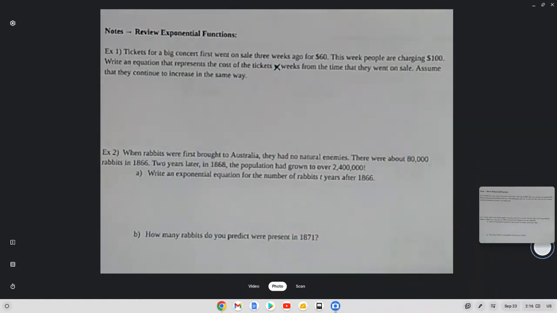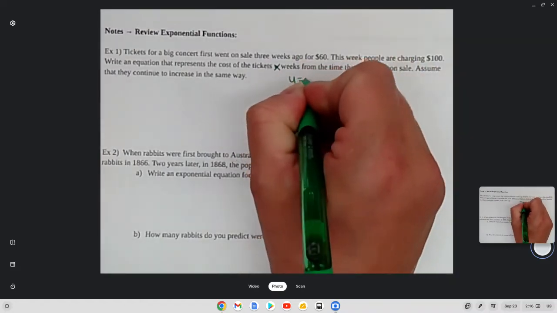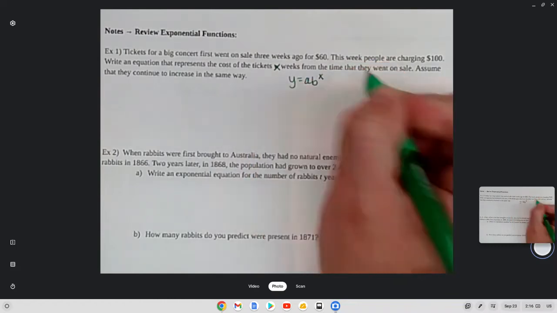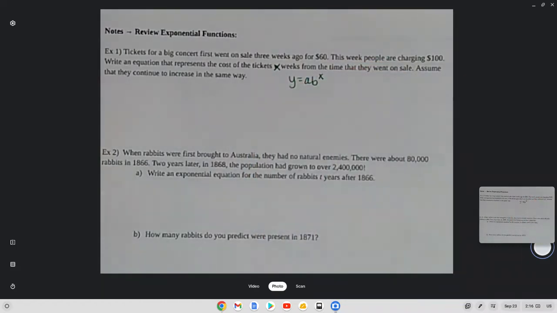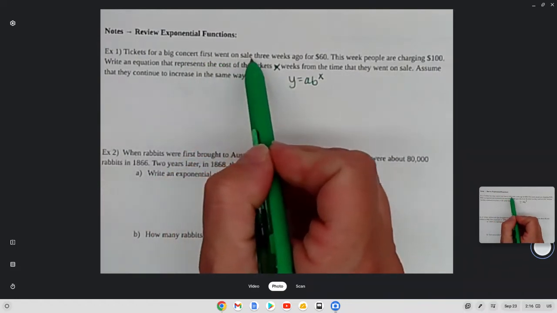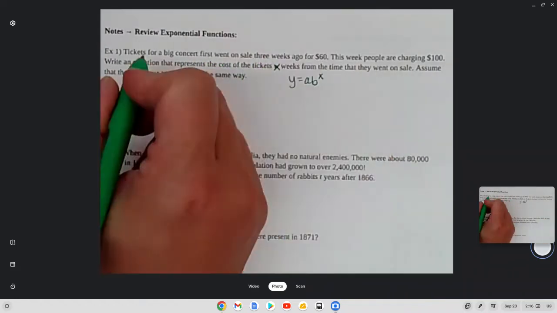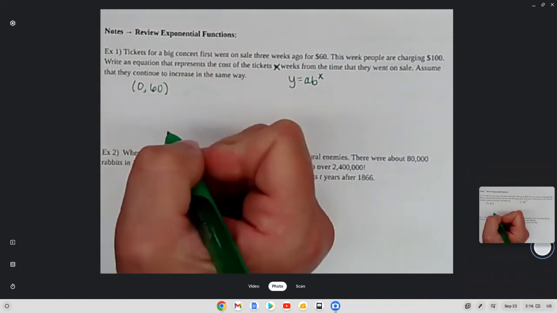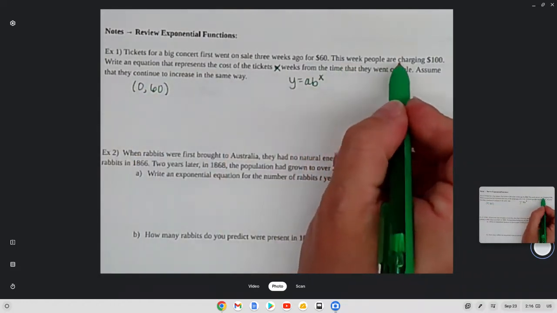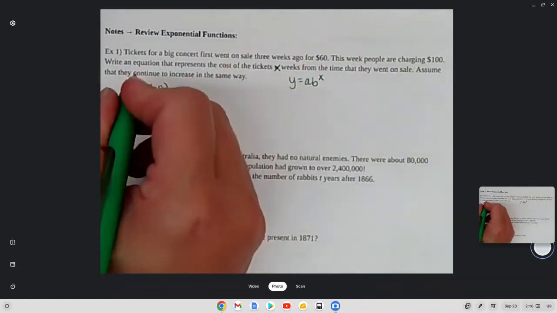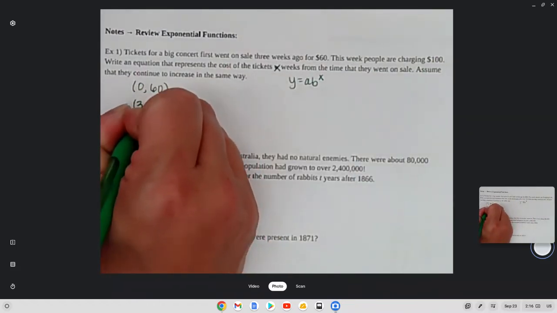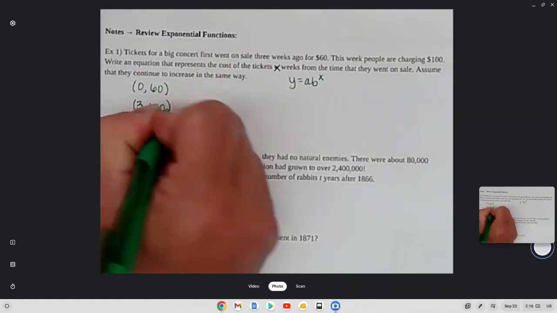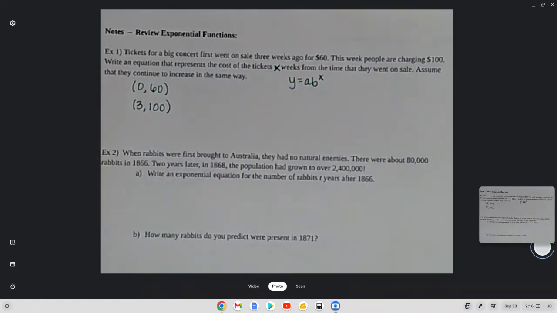Okay, so we need to figure out what our points are going to be, right? What our coordinates are going to be for our X and Y, because remember, we want to write the equation in that form. If I look here, it says they first went on sale 3 weeks ago for $60. So that tells me that the original cost was $60. This week, people are charging $100. Well, that's 3 weeks afterwards, right? So after 3 weeks, they're $100. That's where the points come from.